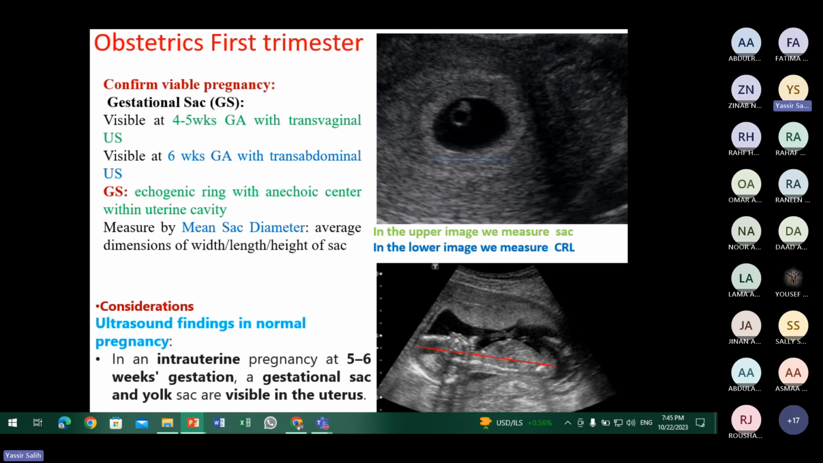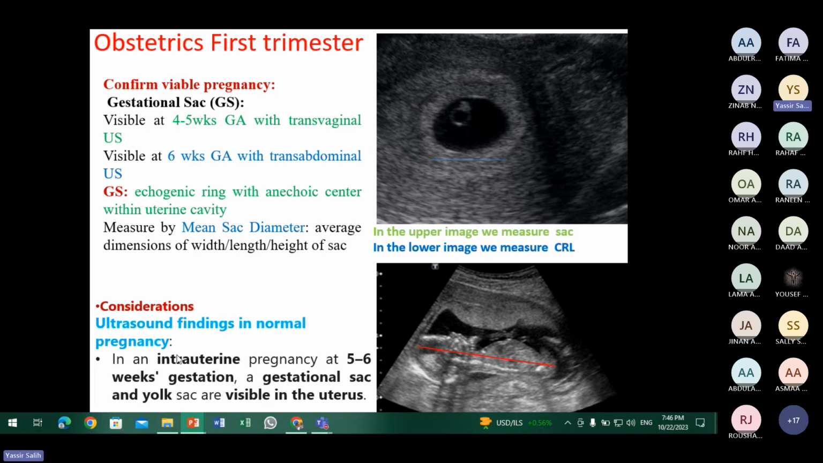If a patient has uncertain dates, meaning she does not know her last menstrual period, we always depend on this one. Crown rump length is more accurate than the other methods. So this is called crown rump length.